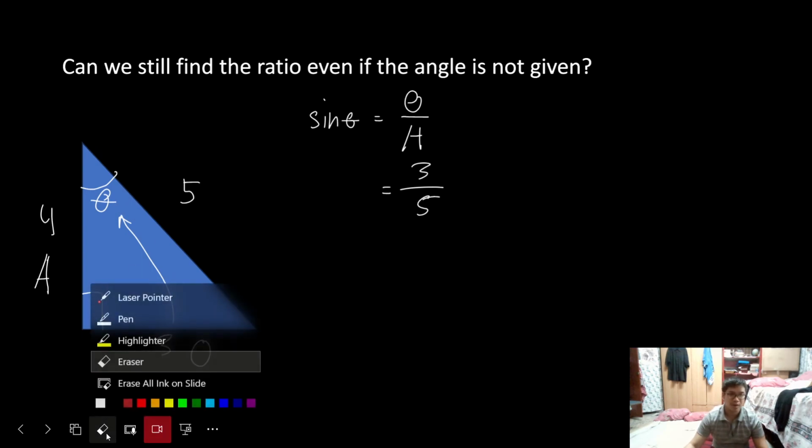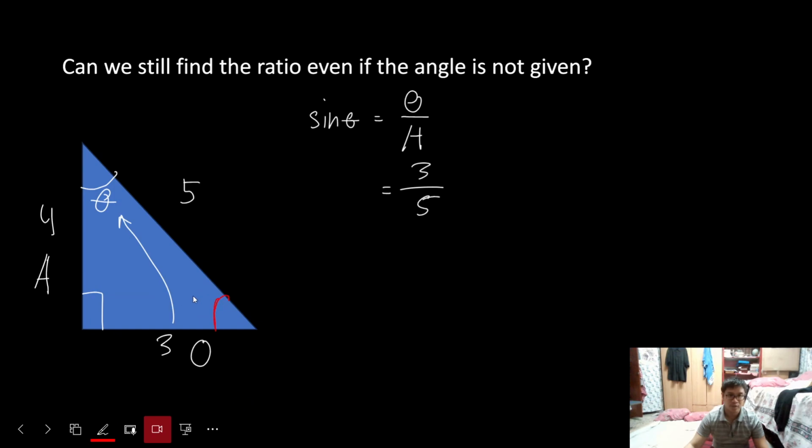Earlier, we got our sine, but our angle is here, right? Which is this one, the red one. So what happens if we have an angle here? Earlier, we found out that if the angle is in this place, your adjacent here is your 3 and your opposite is your 4.